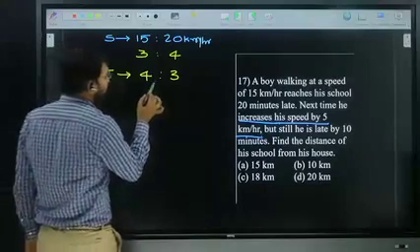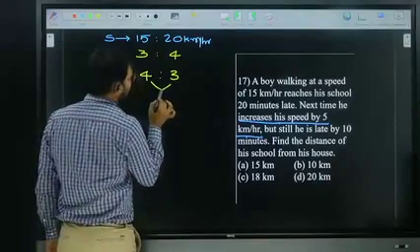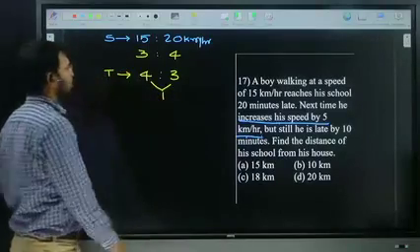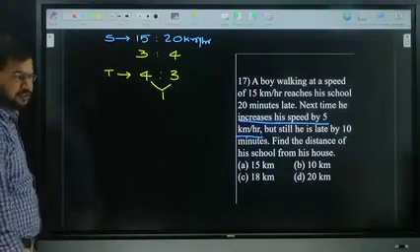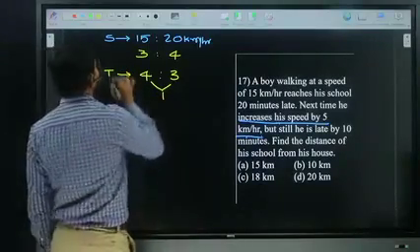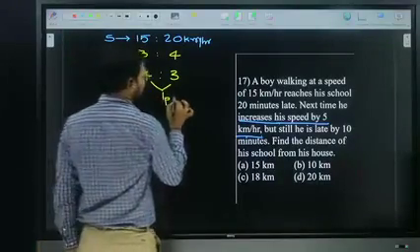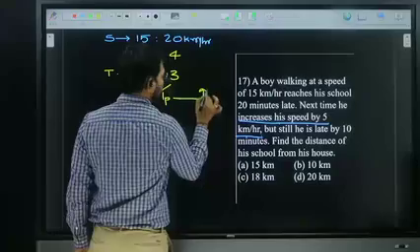How many parts difference is there? One part difference is there. In terms of parts, it is one part. But in terms of minutes, first case, how many minutes late?